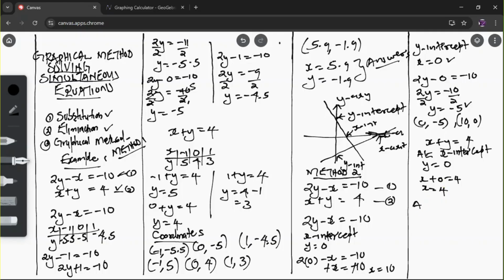The second one, at the y-intercept, the value of x is equal to 0. So I interchange that. I'll say 0 plus y is equal to 4, so that the value of y is equal to 4. So let me come up with the coordinates. The first coordinate is 4, 0, and the second one is 0, 4.